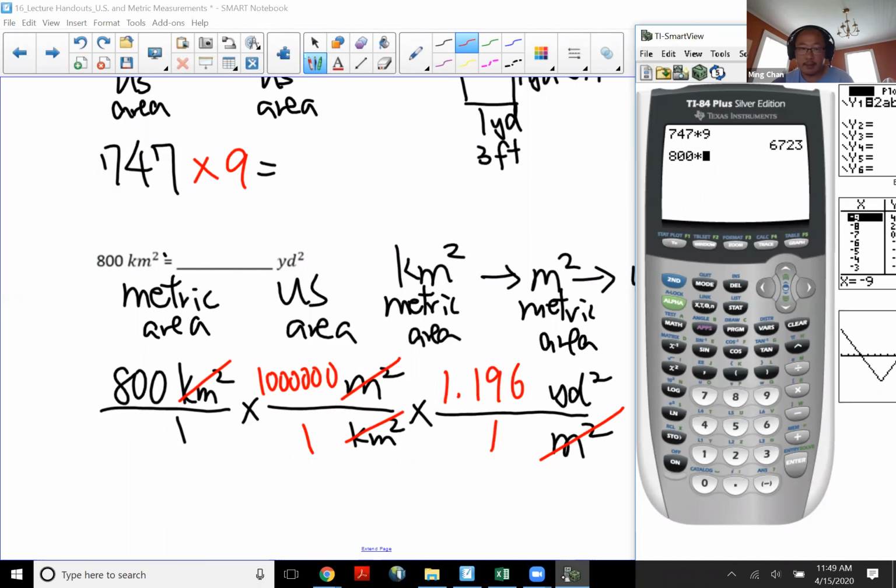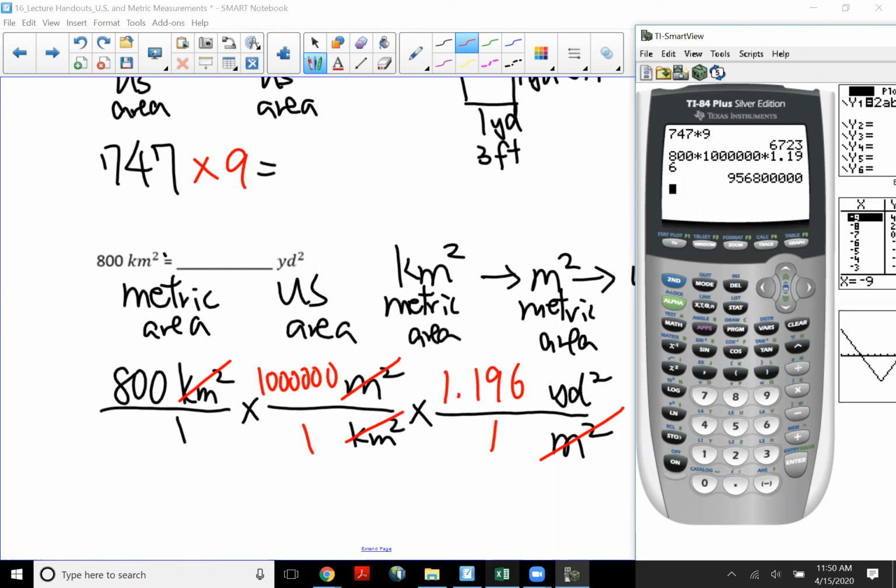800 times a million, 1 with 6 zeros, times 1.196. There you go. That's a big answer. Can y'all see my calculator, by the way? Yes. Okay, all right, so that's the answer.